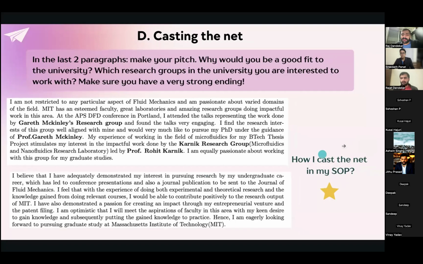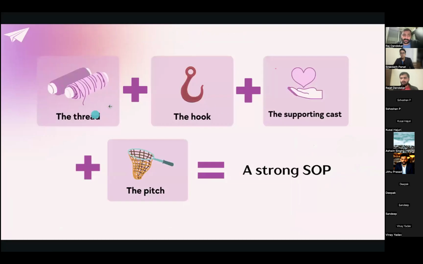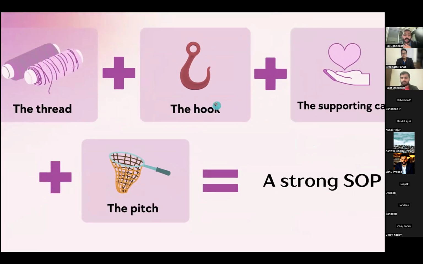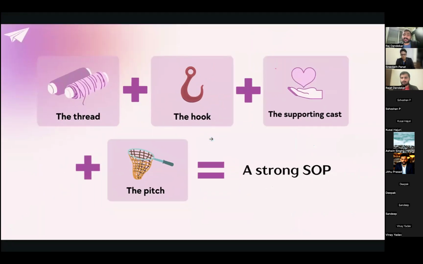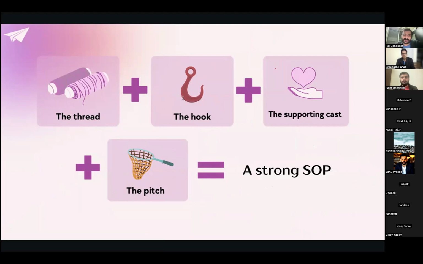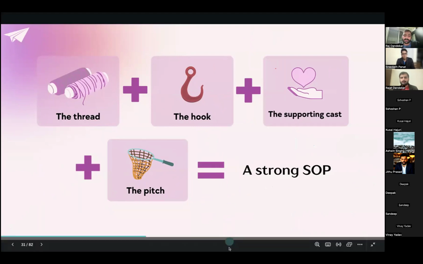So overall, let me recap the four elements which make a strong SOP. The first is the thread, the second is the hook, the third is the supporting cast, and fourth is making your pitch. Remember, one thing which I want to stress upon is the hook. If you are listening to this webinar and if you are thinking that I don't have a hook, don't worry about it. You can cultivate the hook. The hooks, as I mentioned, can be publications, they can be projects, they can be internships, startup experiences. Don't worry about your GPA because it's fixed after a certain point, right? We cannot change it too much. But these other things you can develop so that that becomes a strong point on your profile.